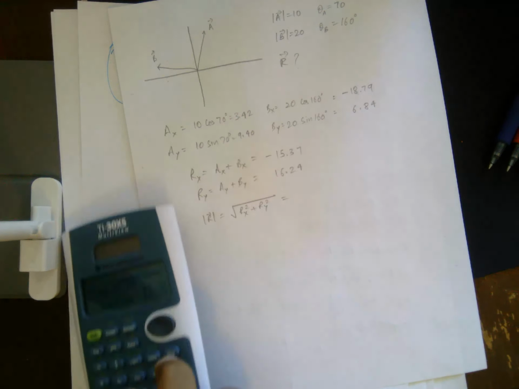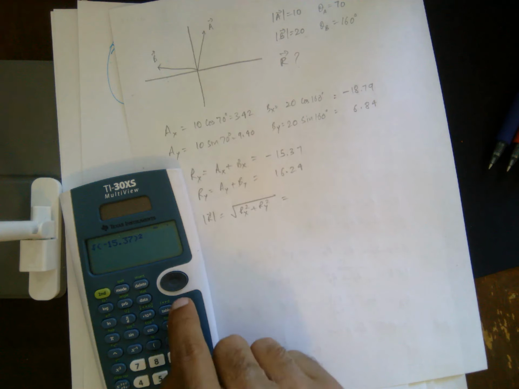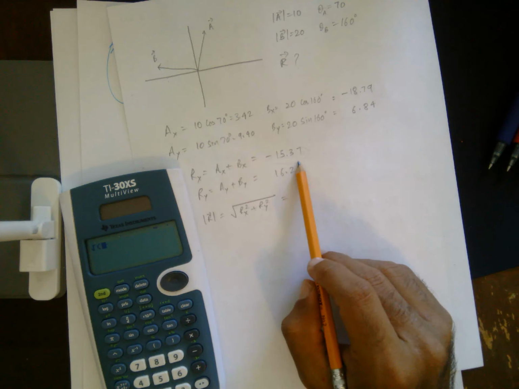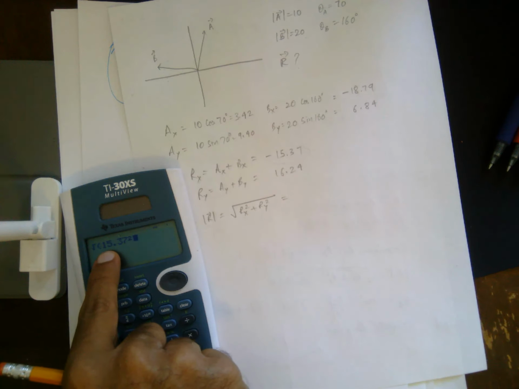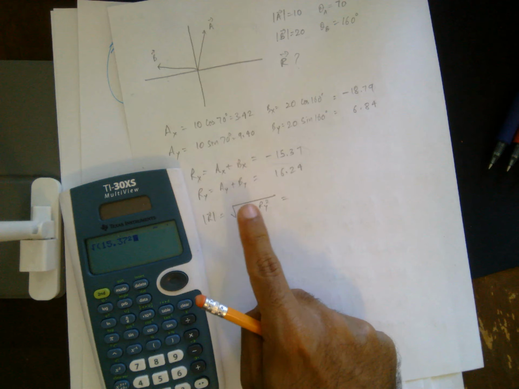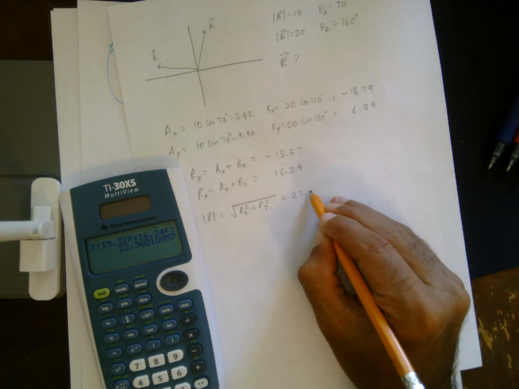Then our last step, the magnitude is going to be the square root of Rx squared plus Ry squared. So square root of negative 15.37 squared. That's not going to work. Now, because I'm going to square this number, it's going to be positive. So I can just take the square of the positive version of it. That's only for the length, and that's because it's being squared. When you square a negative number, it becomes positive. So this is 22.36.